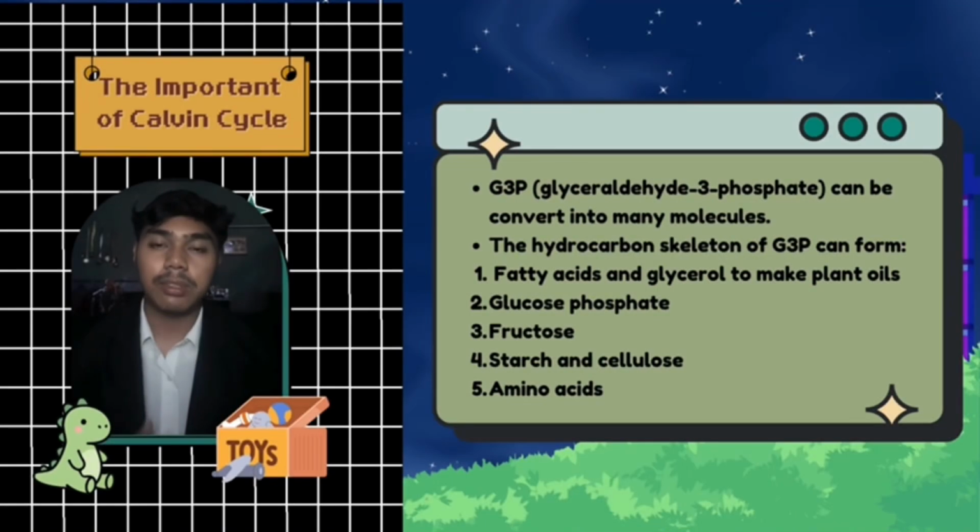Last but not least, I will tell you about the importance of the Calvin cycle. The first one is that G3P can be converted into many molecules. The second one is that the hydrocarbon skeleton of G3P can form fatty acid and glycerol to make plant oil. The next one is glucose phosphate. The third one is fructose, and then starch and cellulose, and the last one is amino acid.